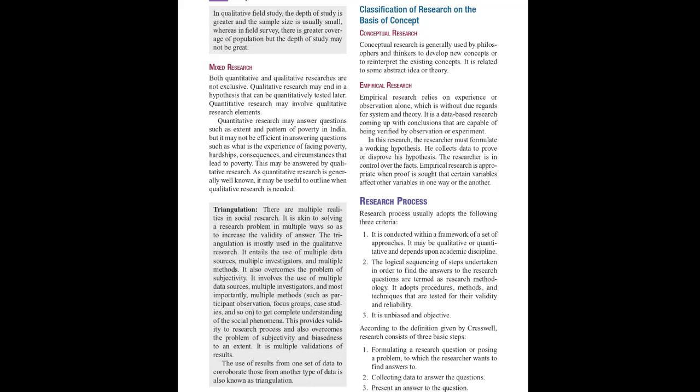It involves the use of multiple data sources, multiple investigators, and most importantly, multiple methods, such as participant observation, focus groups, case studies, and so on, to get a complete understanding of the social phenomena. This provides validity to the research process and also overcomes the problem of subjectivity and biasedness to an extent. It is multiple validations of results. The use of results from one set of data to corroborate those from another type of data is also known as triangulation.